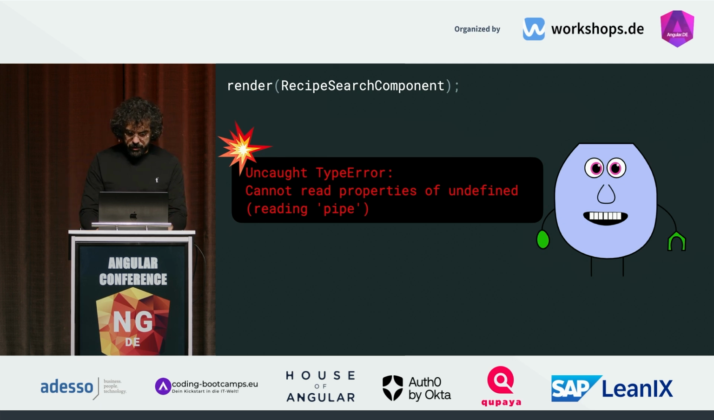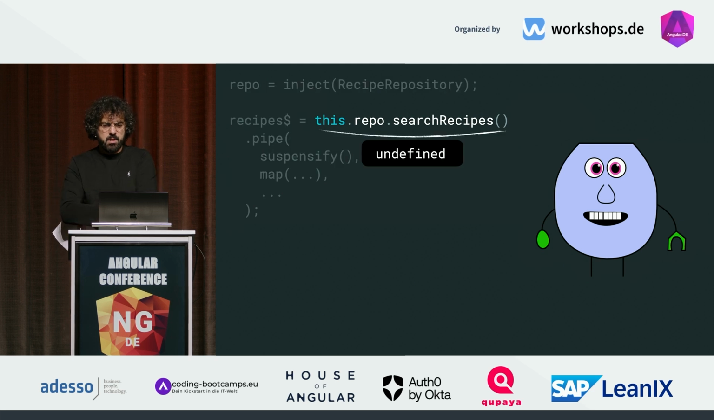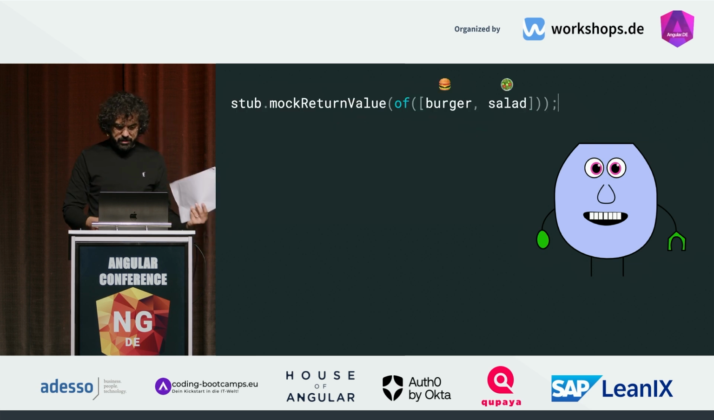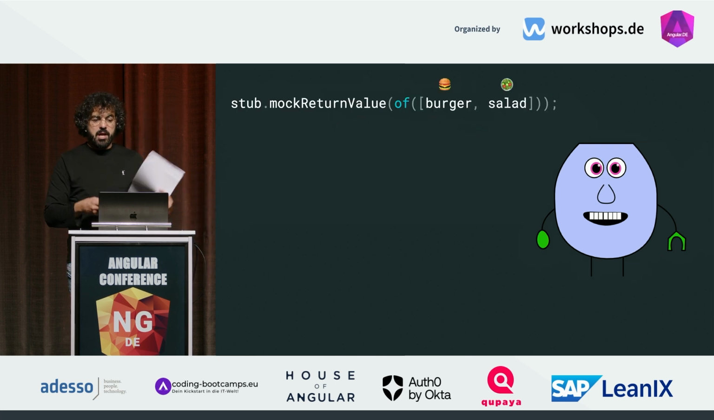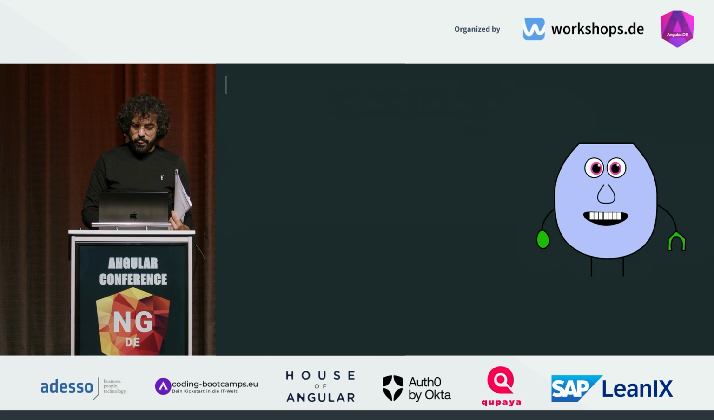Don't move. I just have to check, we have apparently a problem in our code in the recipe search component. Computer, go to code. What's that? Evaluate search recipes? Oh, the stub responded with undefined. Okay, got it. So, listen, you should answer with an observable emitting an array of recipes, a burger and a salad. Oh, okay. Good. Thank you.